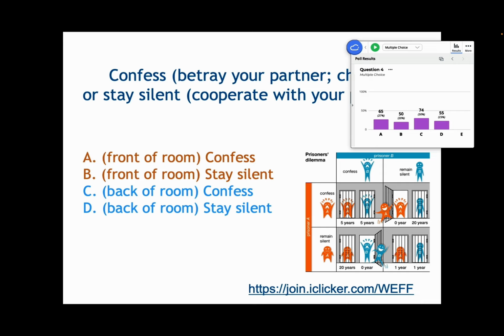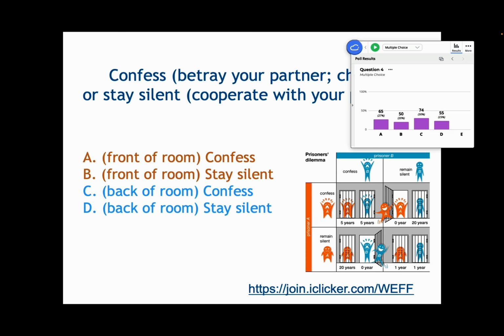That kind of sucks. It's not as bad as it could have been, I guess, because sometimes the front of the room is often more cooperative, I think. Sometimes the front of the room will stay silent and the back of the room will confess. And then the front of the room gets locked up for 20 years. However, collectively, you guys would have done better to just stay silent, right? Because then both sides of the room would each be put away for 1 year, which is better than 5 years. So this is literally the prisoner's dilemma.